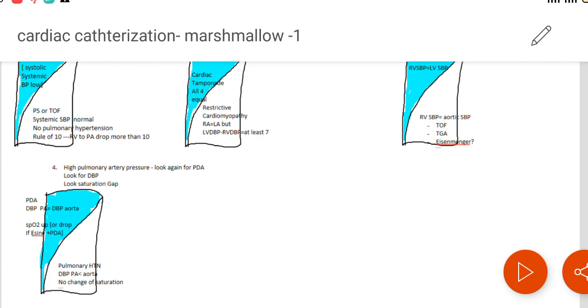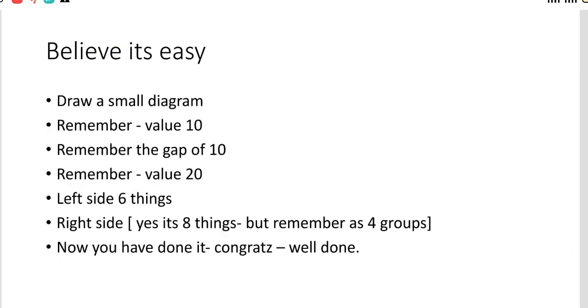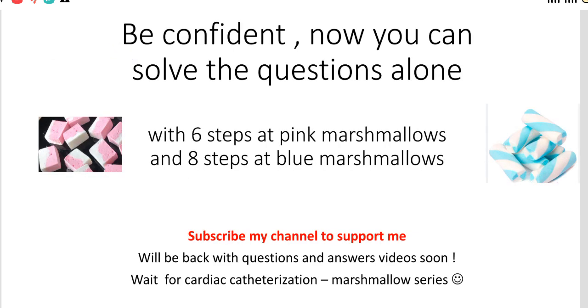It's raining here. So below, it says draw a small diagram, remember the value 10, again the gap of 10, again remember the value 20, and on the left side pink marshmallows, 6 things, and on the right side 8 things, but we group it into 4. Now you have done it, and congrats, well done. Now we're finishing, we are at the end, be confident. Now you can solve all the questions alone with 6 steps for the pink marshmallows and 8 steps for the blue marshmallows.